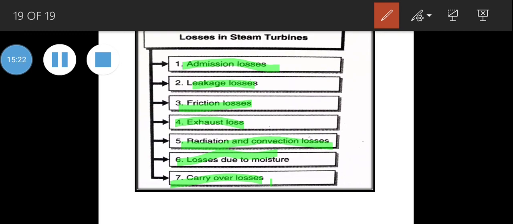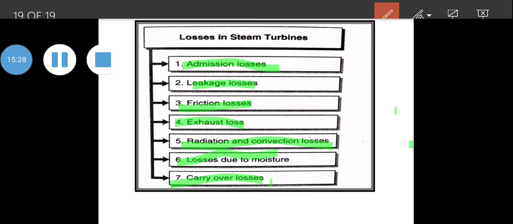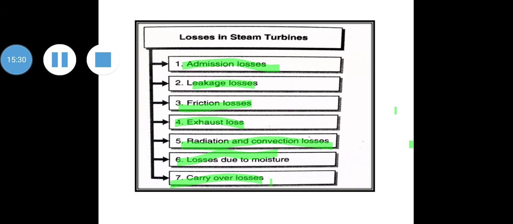So these are the losses. This is all about the losses in a steam turbine. There were a total of 7 losses. So we have covered the points in this chapter 4, steam nozzle and turbines.